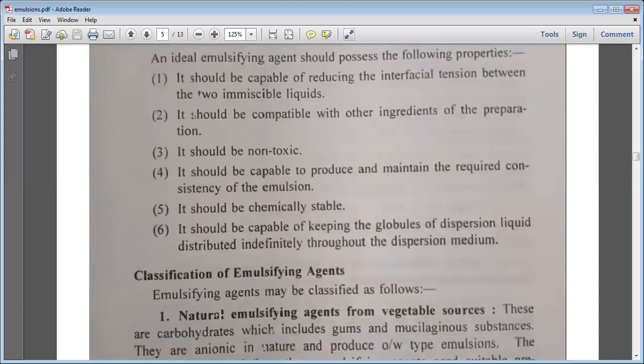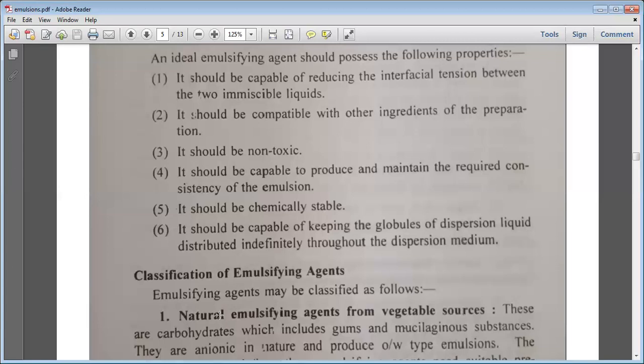It should be chemically stable and capable of keeping globules of the dispersed liquid distributed indefinitely throughout the dispersion medium. The globules present in the emulsion are known as the dispersed globules, and they should be kept as separate entities. If they are kept as separate entities, the viscosity is maintained and the drug is dispersed uniformly in the entire medium, and therefore the accurate dose is ensured when a patient takes this medication.